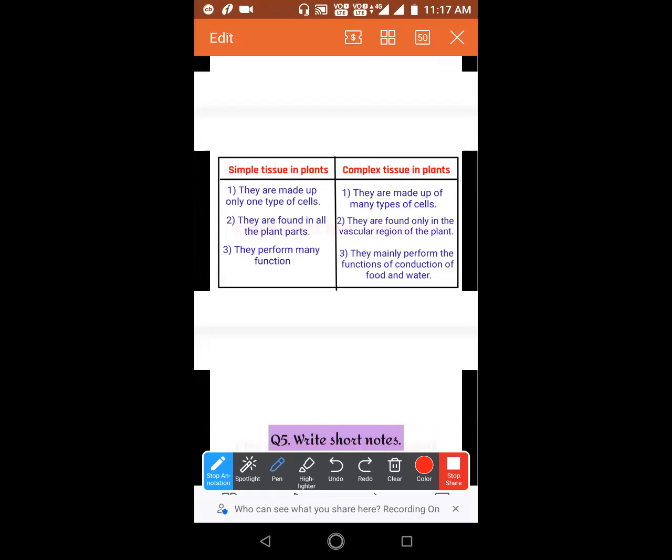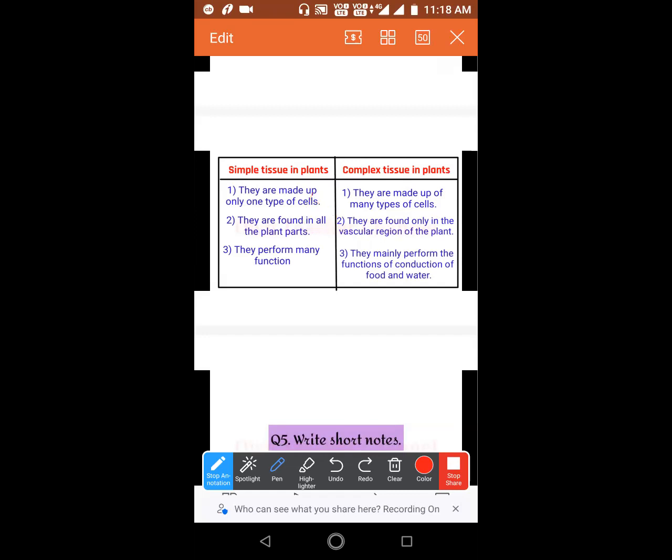Second point: simple tissues are found in all the plant parts, in all the parts of the plant. But complex tissues are found only in the vascular region. Means only in the specific region they are found. That is the difference.